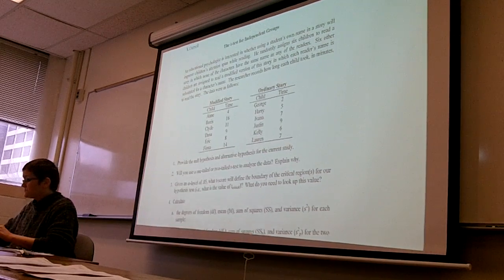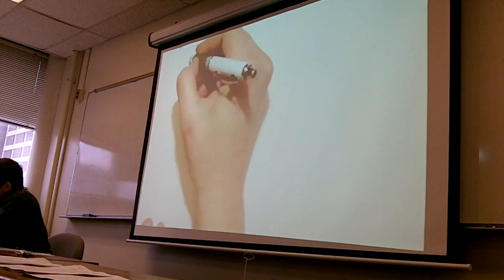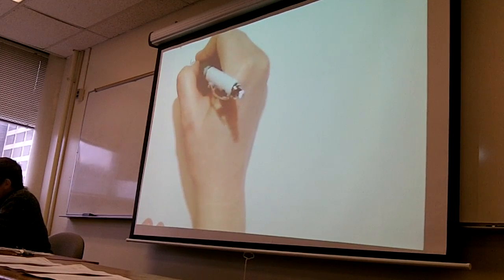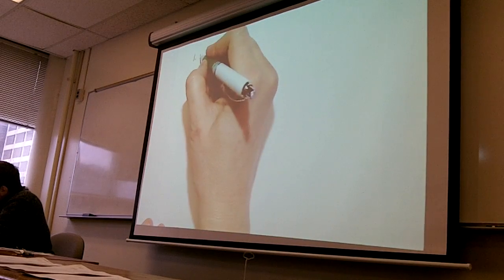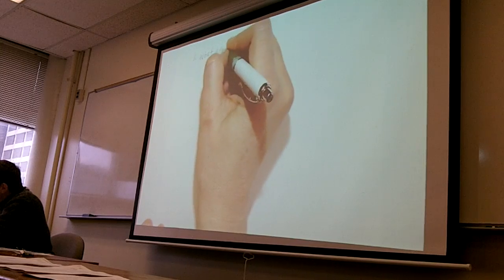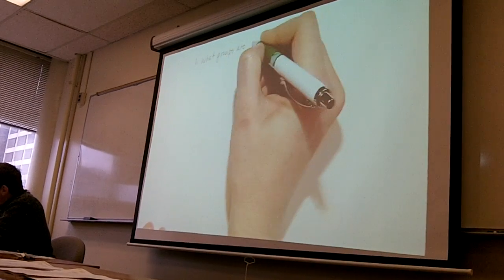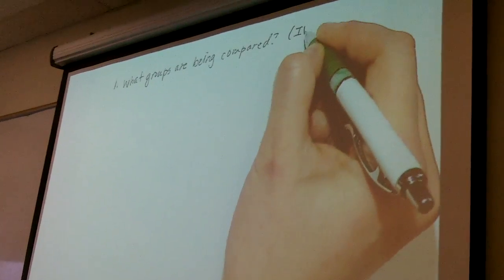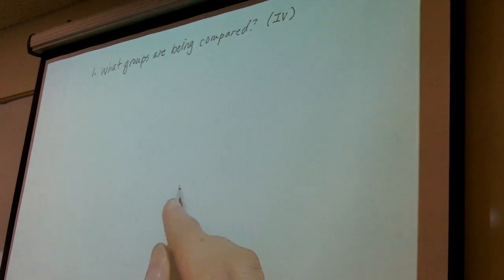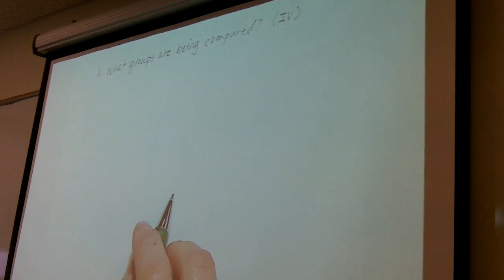Okay? So when you generate a hypothesis in this class, and I'm going to write on here because I don't really have a lot of board space. All right, so let's see if I can get this up here. Okay. You want to include several pieces of information. First piece of information has to do with what groups are being compared. And that's information about the independent variable. So what groups are we comparing?